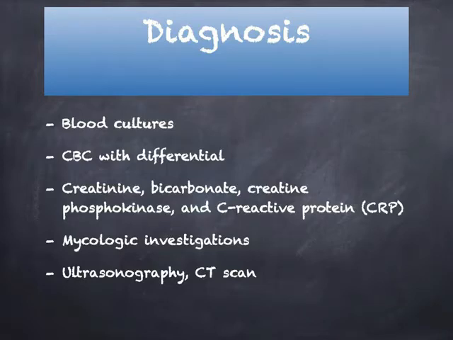The Infectious Diseases Society of America recommends the following blood tests for patients with soft tissue infection who have signs and symptoms of systemic toxicity: blood cultures, CBC with differential, levels of creatinine, bicarbonate, creatine phosphokinase, and C-reactive protein.